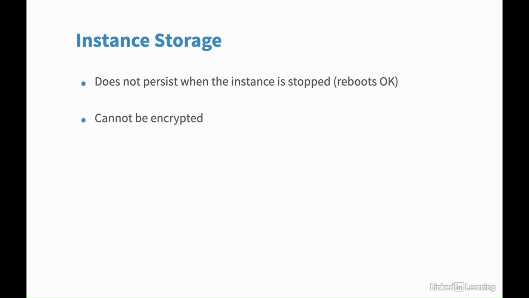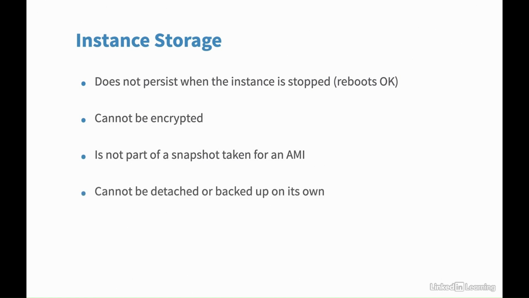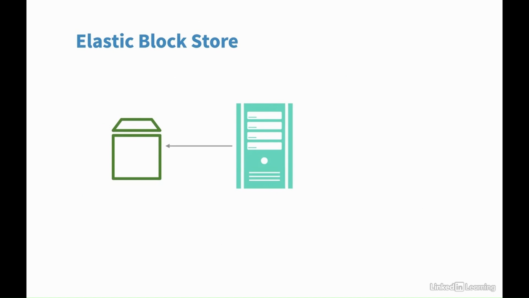It cannot be encrypted, and is not part of a snapshot taken for an AMI. It cannot be detached or backed up on its own, and it has a fixed size tied to the instance size. In short, instance storage is good for temporary uses like caching, but its overall usefulness is limited. Enter AWS's Elastic Block Store, or EBS.